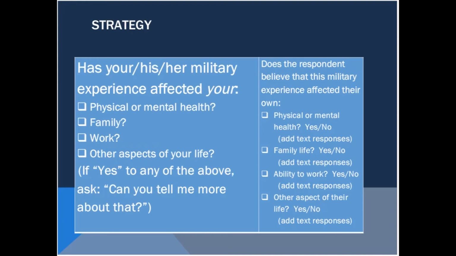The next question: has your service, or his or her service, affected, in the patient's own opinion, your physical or mental health, or your family life, or your work, or some other aspect of your life in a meaningful way? It's up to the patient to decide yes or no on this and record their answer. It's simple, yes or no, but there's room for free text in saying, this is how.